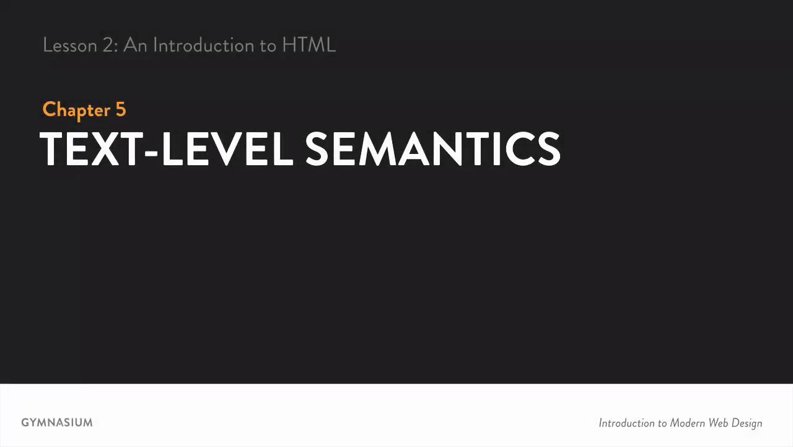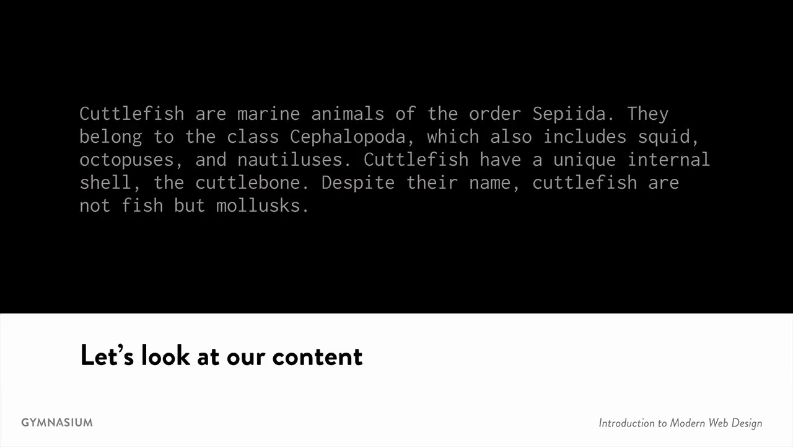Welcome back. In this chapter, we're going to start actually looking at markup and how to mark up text. We'll be talking specifically about text level or phrasing semantics. So let's look at an example of content. Here we have a simple paragraph of information about a cuttlefish. A couple sentences, some commas, some conjunctions, all that sort of good stuff.